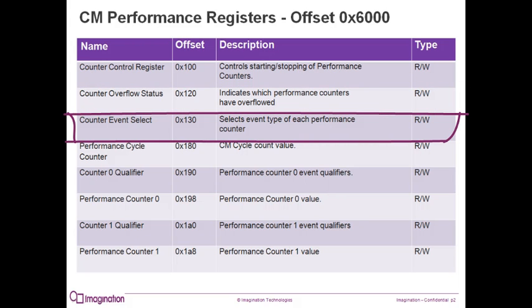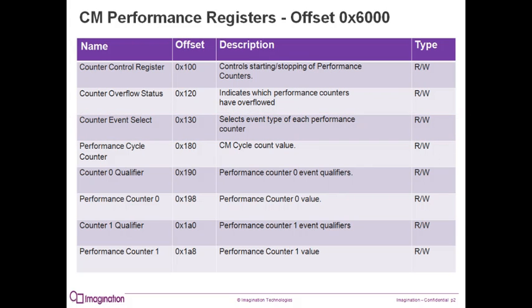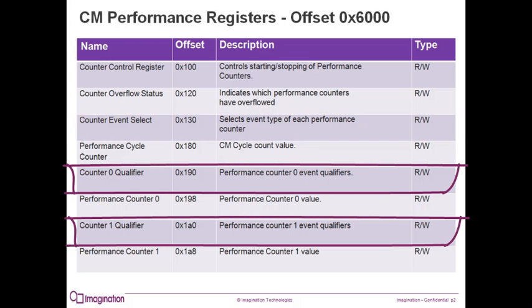The event to be counted by each performance counter is designated by the event number set in the event select 0 and 1 fields of the CM performance counter event selection register. Each event is further specified by a corresponding CM performance counter qualifier register.